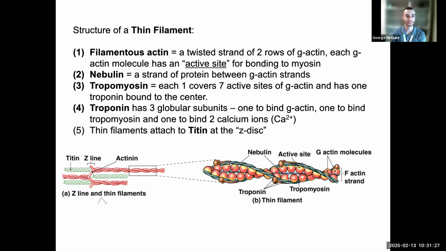We also have this nebulin protein, which is creating kind of the structure. It is this strand in the center, which the globular actins are surrounded by. And then we have titin, which is this kind of like coiled spring-like protein, which attaches between thick and thin filaments on the ends. Essentially it acts as kind of like a spring for them.